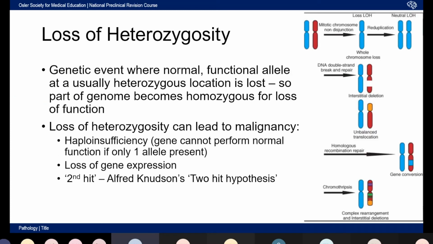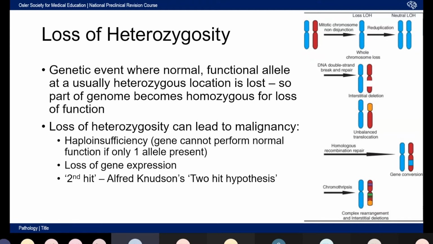Loss of heterozygosity. This is a genetic event where a normal functional allele at a usually heterozygous location is lost. So at a locus in the genome where you've got one normal allele and one mutated allele, the loss of heterozygosity describes the genetic event where the functional allele is lost. So the locus of the genome becomes homozygous for loss of function. So you basically lose both working copies of the gene.